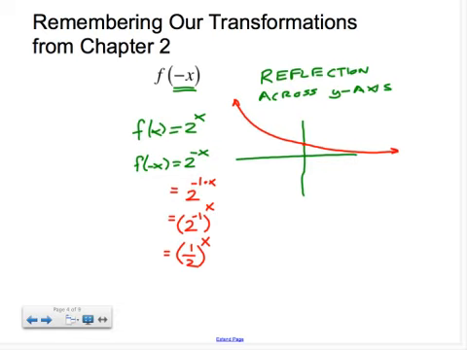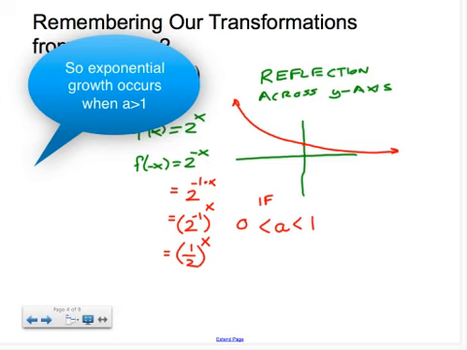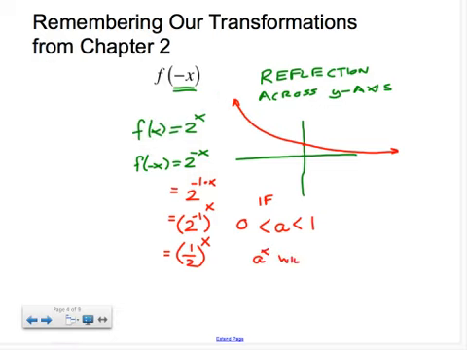So when does that occur? That's going to occur when your base is less than 1, and obviously still greater than 0. So if that's the case, then a to the x will be not exponential growth, but exponential decay. And we're going to see some situations where exponential decay can be useful in modeling things in the real world, as well as exponential growth.